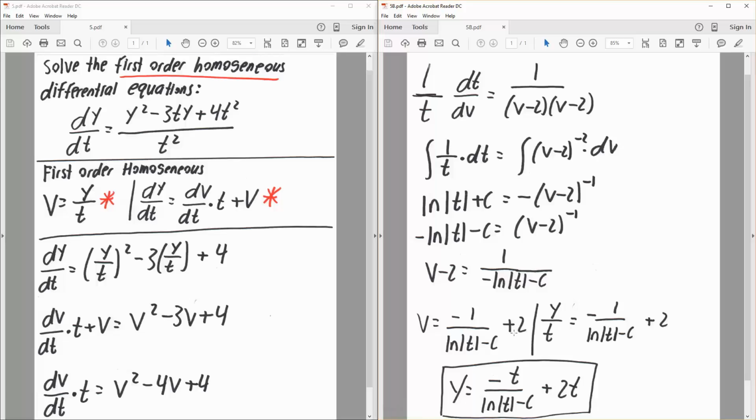And initially we said v is equal to y divided by t. So we'll bring this back. We'll say y divided by t is equal to negative 1 divided by (ln absolute value of t minus c) plus 2. And now we just simply say times t here, so times t over here. So y is equal to negative t divided by (ln absolute value of t minus c) plus 2t. And that's all we need to do for this problem.